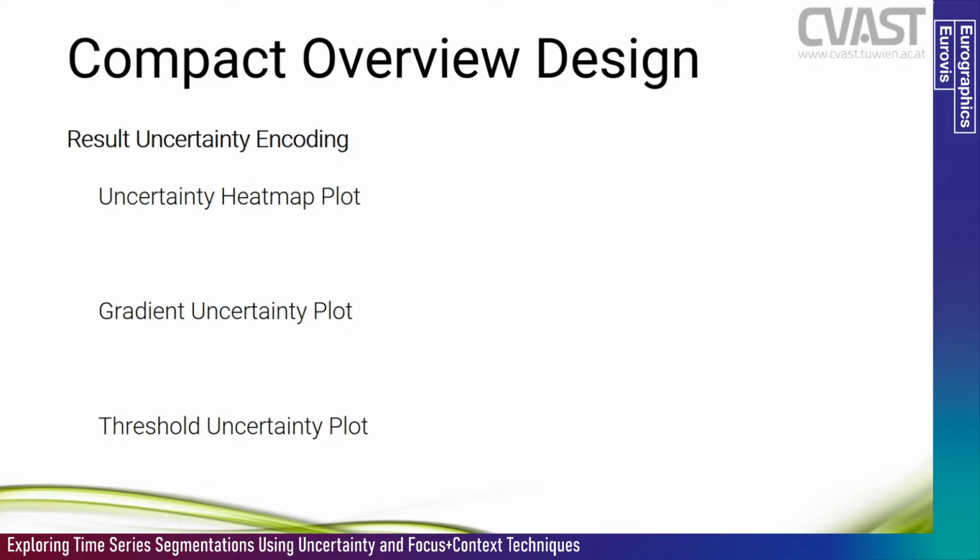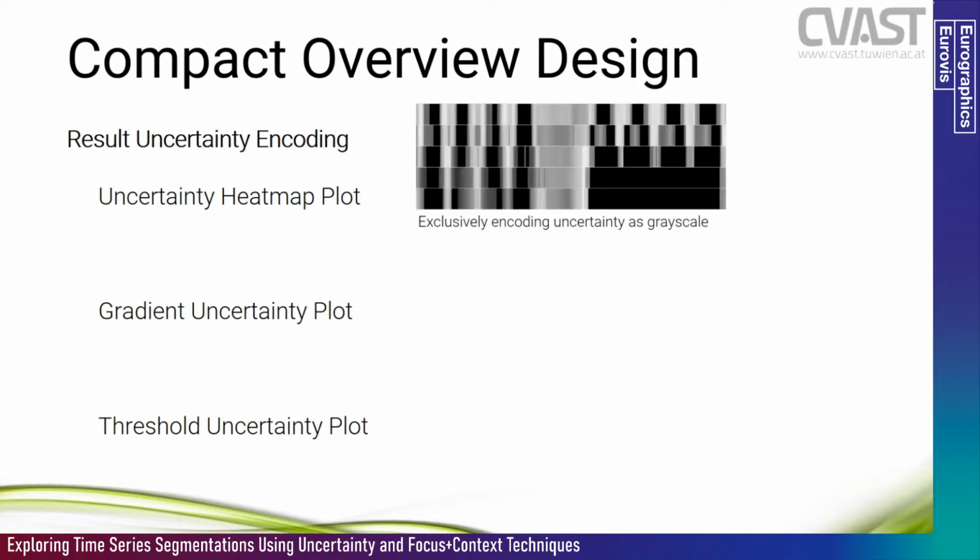We provided a very compact overview about the different result uncertainties, which are represented in three different plots. One is the uncertainty heat map plot, the second one is the gradient uncertainty plot, and the third one is the threshold uncertainty plot. Let's consider first the uncertainty heat map. The uncertainty heat map plot gives an immediate impression of uncertainties only, no segmentation labels. We use a grayscale with light values exhibiting high result uncertainty.